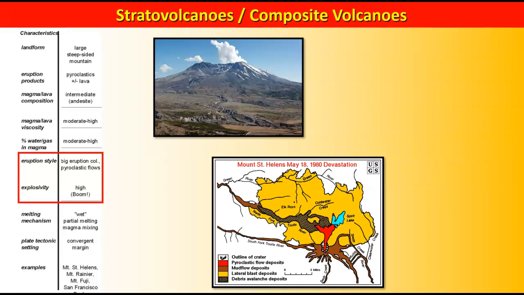Now, is it the worst? Well, no, we haven't got there yet, right? The biggest eruptions, the scariest ones, are the last ones we're going to talk about, called caldera types, which are very felsic. But those are rare.